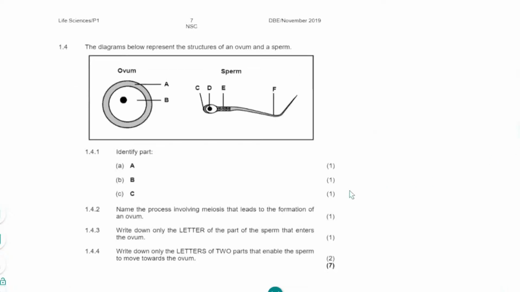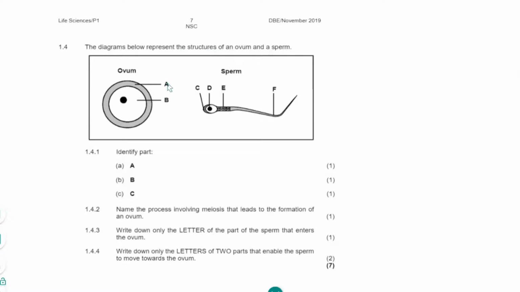Then we go to the next question. Once you see such a question, it must come back to your mind: what is this? This is the ovum. This is the sperm. So your mind must go to the reproductive system. The diagram below represents the structure of the ovum and the sperm. What is A? Label all of them.